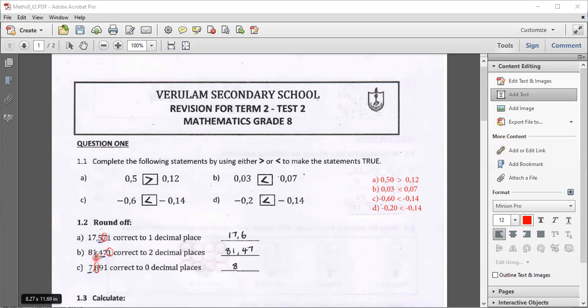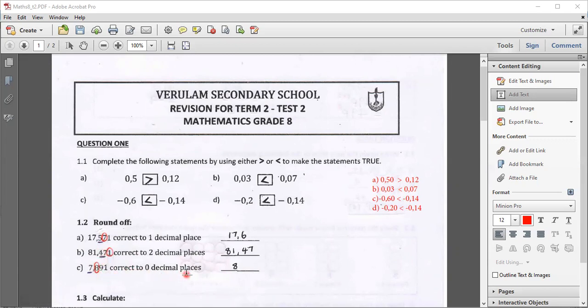2 decimal places, I've underlined 2 decimal places, 81,47. Now this 1 means that 47 will remain as 47. If this was a 5 or larger, then it would have been 48. So less than 5 means we do not change your decimal values here.